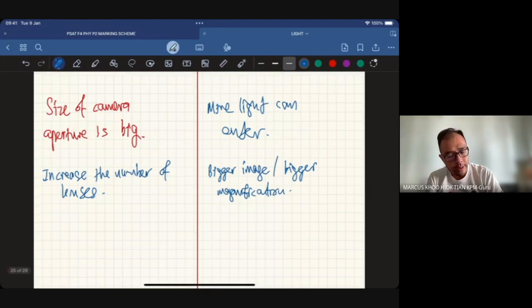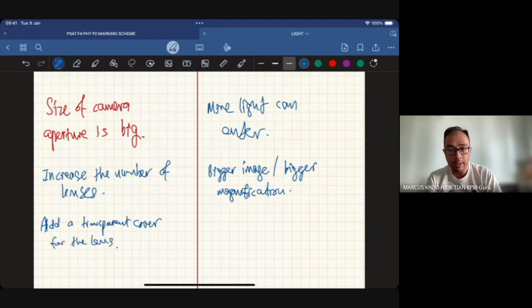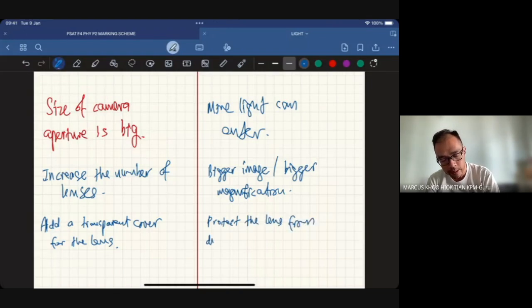Another one is to add a transparent cover for the lens. Nowadays at the back of this one, you put a cover over there to protect the lens. The reason for this is to protect the lens from dust or scratches.